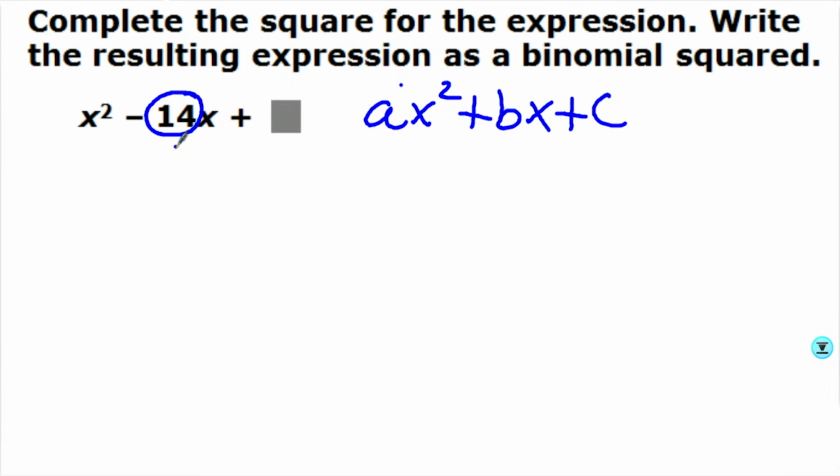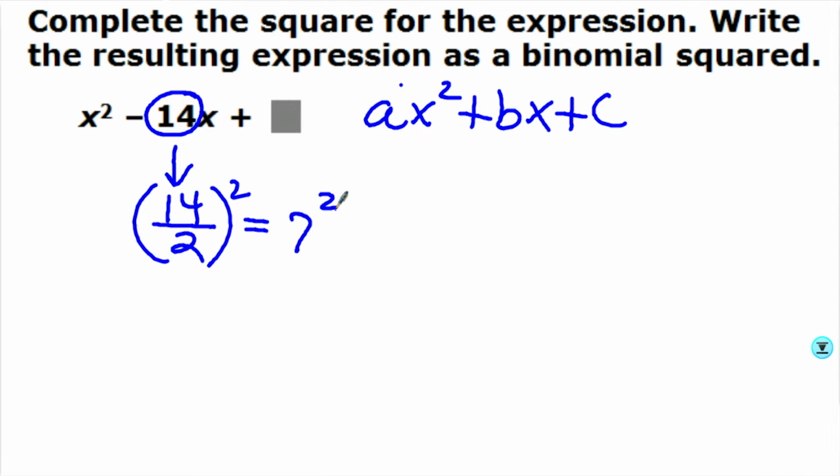So we take b, we pull it out, we divide it by 2, and then square it. So if we do that, 14 divided by 2 is going to be 7, and it's squared. And then if we square 7, that is 49. Once we have completed the square, we place that number back on the end for our constant term of this quadratic. So we're going to have 49 in the box.